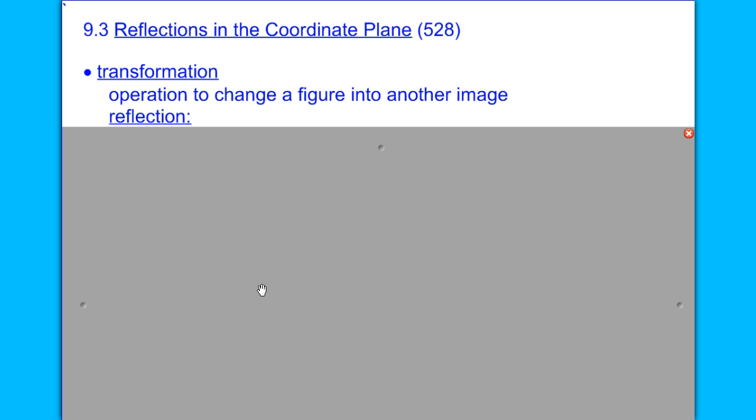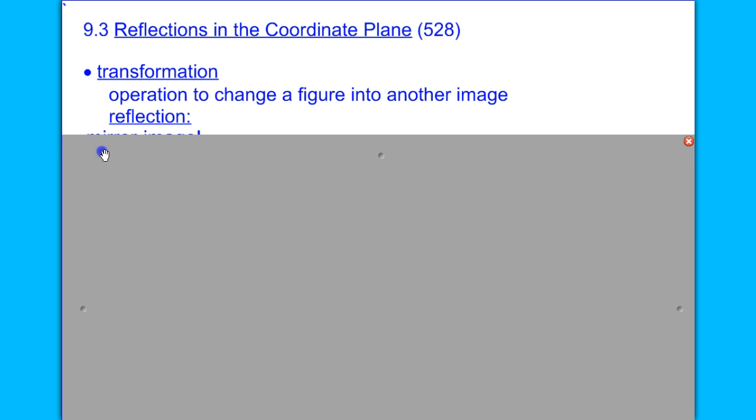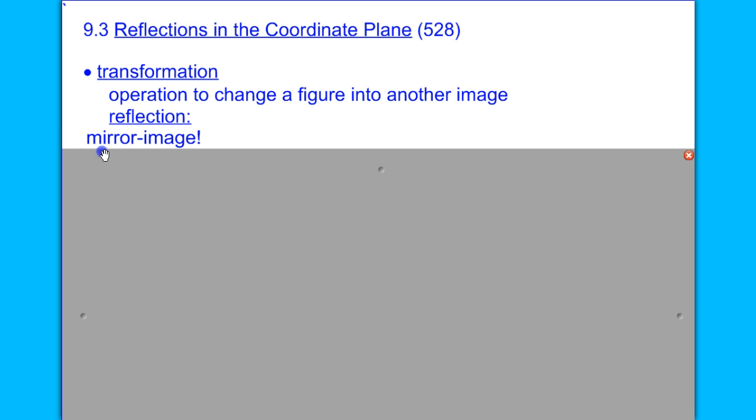Today, we're talking about reflections. Where do most people see their reflections? Every day. In a mirror. So one other way we could describe reflection is to say we're having a mirror image. A mirror image. Mirror images are interesting.